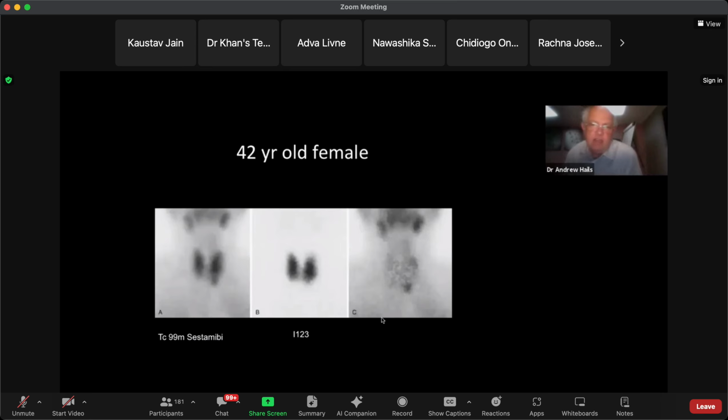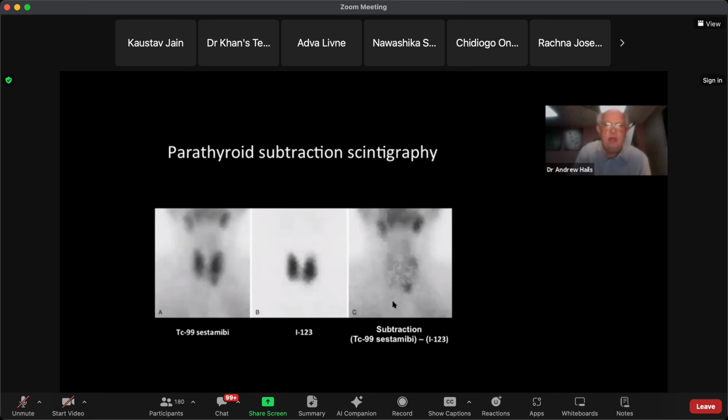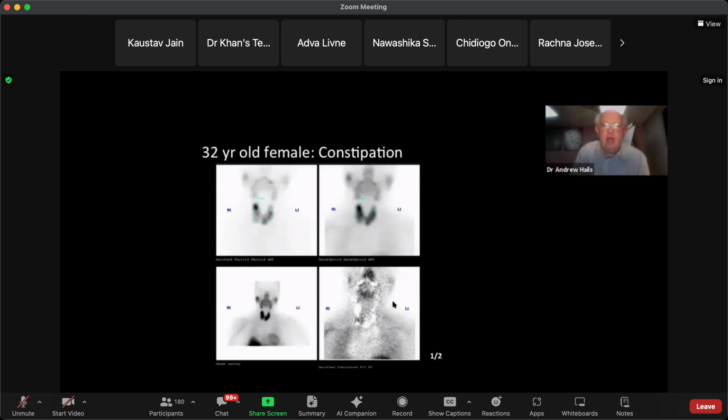Now, in fact we don't use iodine. We use Sestamibi, we use pertechnetate, and we do a subtracted image, but it's really the same thing. This is maybe not such a nice set of images, but it's a homegrown image. It's a thyroid image, which is pertechnetate. It's a Sestamibi image, and they've taken A away from B, and you have an area there where there's uptake due to a parathyroid adenoma.